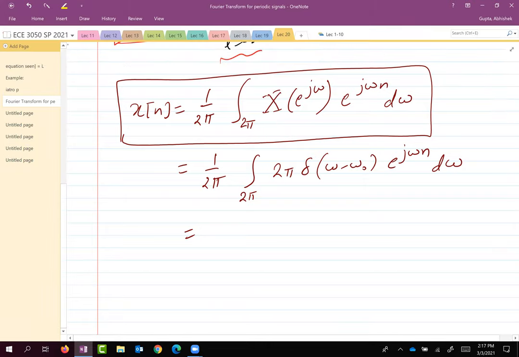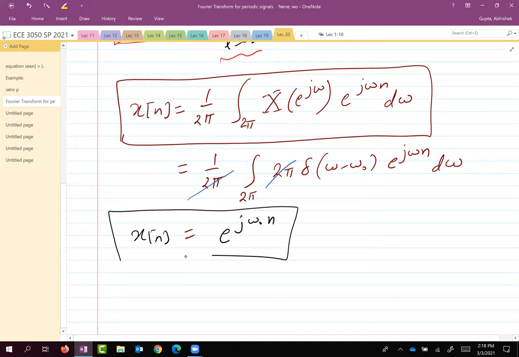What do I get? I can cancel this 1 over 2 pi with 2 pi. Now I have a delta function getting multiplied to e raised to j omega n. So what would this integral be equal to? That would just be e to the j omega naught n. Right, so because it's a delta function, wherever I have omega, I'll replace it with omega naught. So this is what I get: x[n] equals e raised to j omega naught n.